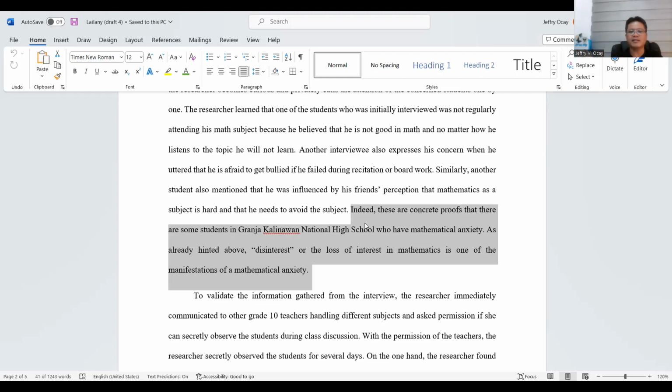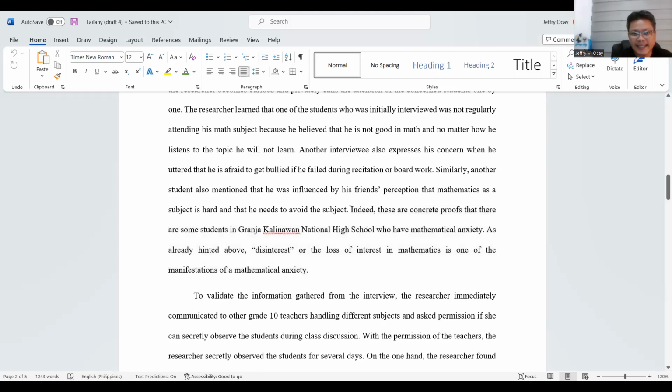And in the first place, if there are no students in Granha Kalinawan National High School who are experiencing mathematical anxiety, then we are formulating a research problem in a vacuum. It's just a product of opinion, and that's not admissible in research. And so that is why, again, we need to provide proofs. And again and again, that's our main task in the body of your background of the study.